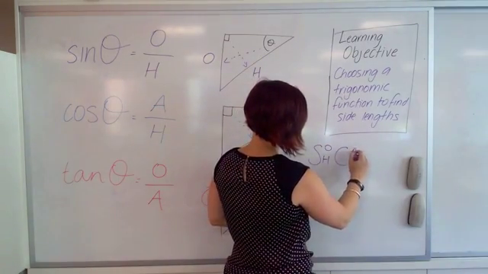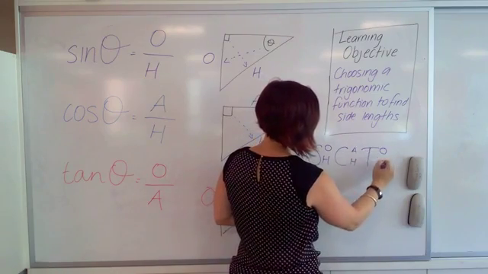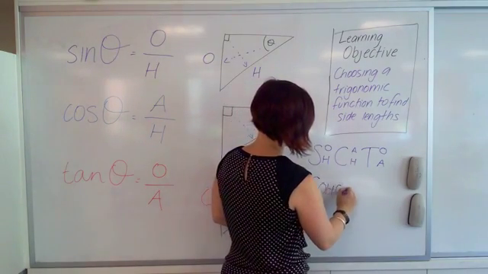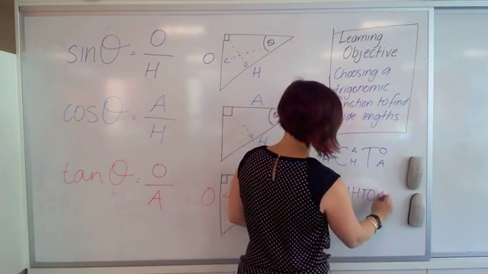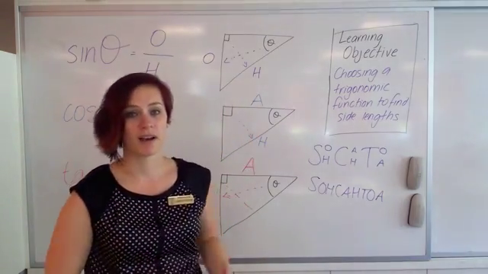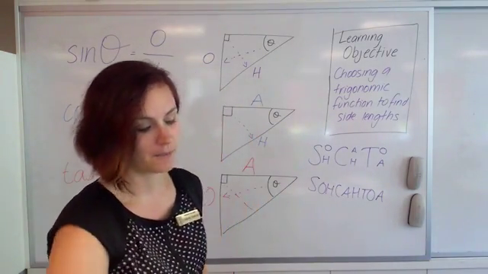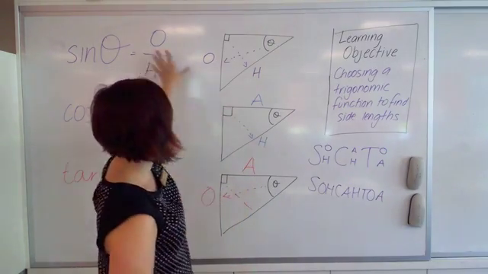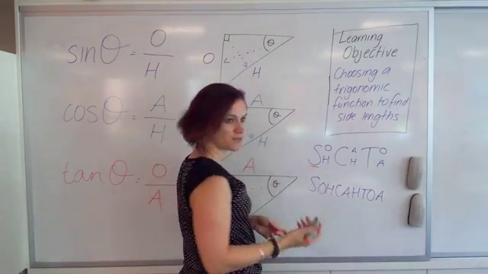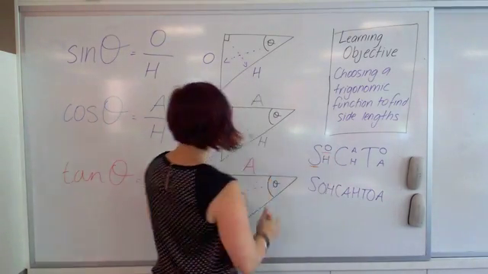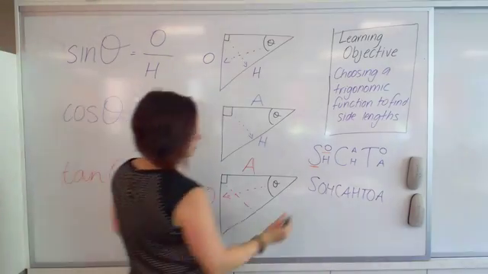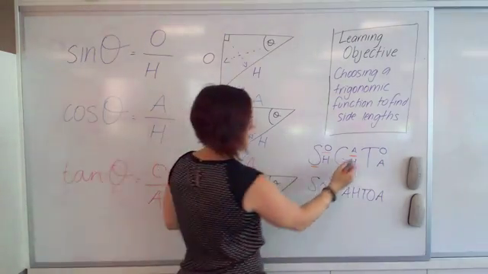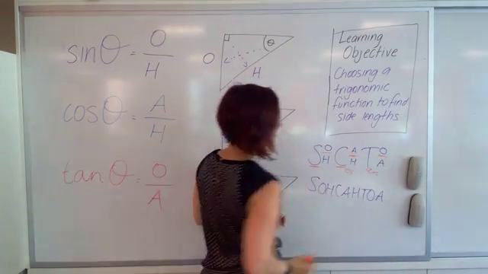So, ka, toa. Or you might just learn, so, ka, toa. All right? And it's just to help you remember exactly which type of sides in the right angle fit in with which particular ratio. So your S is for sine, and O divide H is our opposite divide hypotenuse. C is our cos, and it's A divide H, and T is our tan, and it is O divide A.